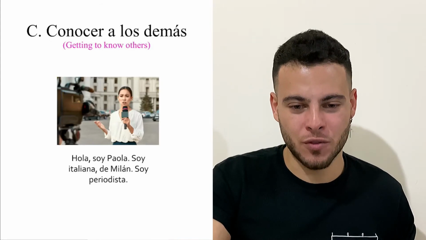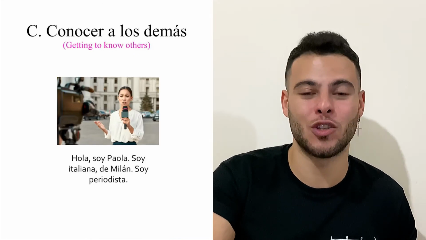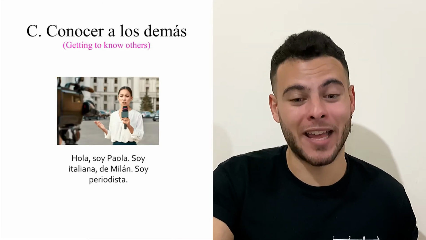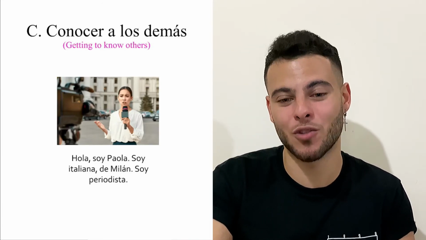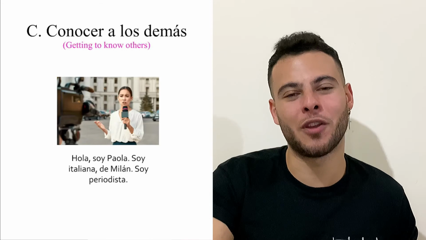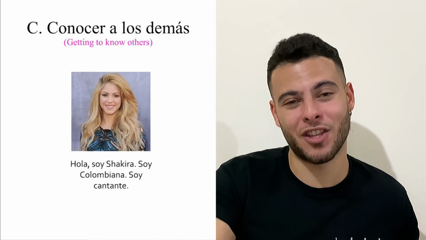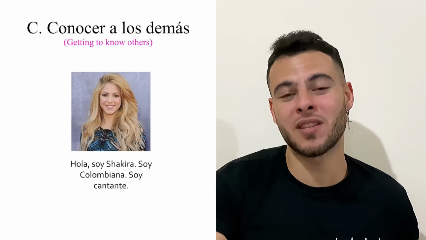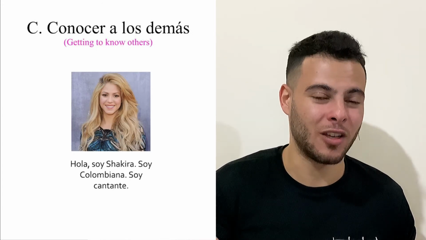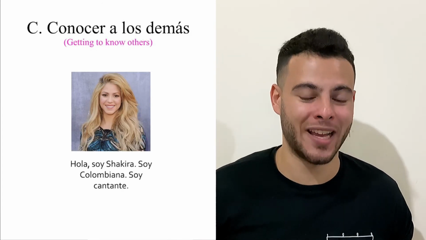Now we have to pass on to Paula. Hola, soy Paula, soy italiana, de Milán, y soy periodista. She is Italian, she is from Milan, and periodista is journalist. So she is a journalist, as you can see in the picture, she's reporting, a reporter. And here we go with Shakira. All of you know Shakira. She's Colombian, and she is a singer. We have to remember that the word singer doesn't change from masculine to feminine. Un cantante, una cantante. Entonces, hola, soy Shakira, soy colombiana y soy cantante.